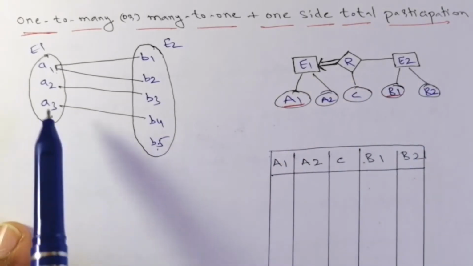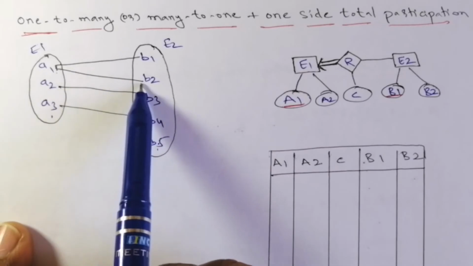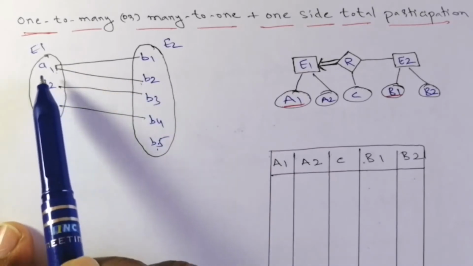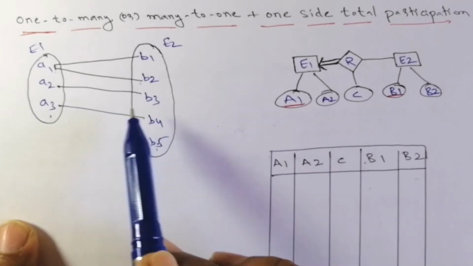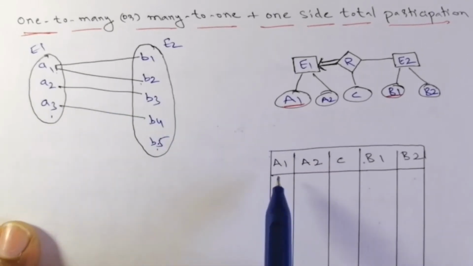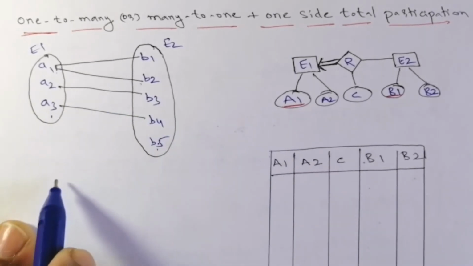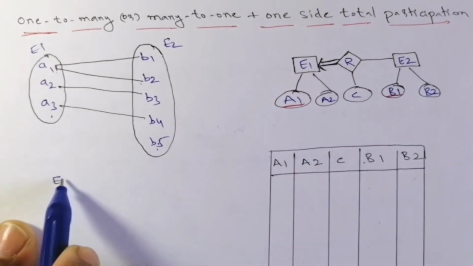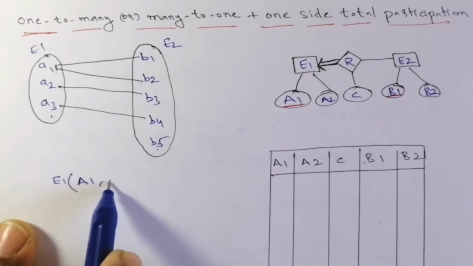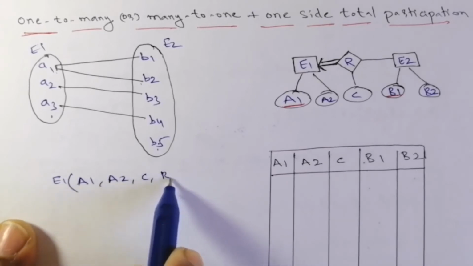So if you take the one to many case, this is the example test case for it. Let us check for the possibility of a single relation. That is, if we can combine the complete thing into a single relation. So what will be the single relation? E1 of A1, A2, C, B1, B2.